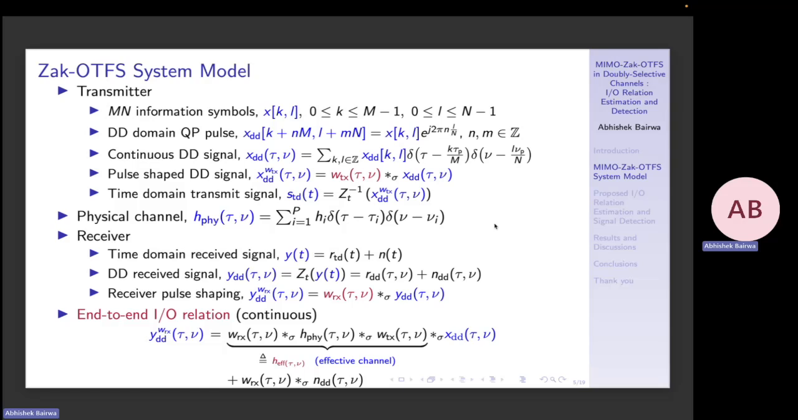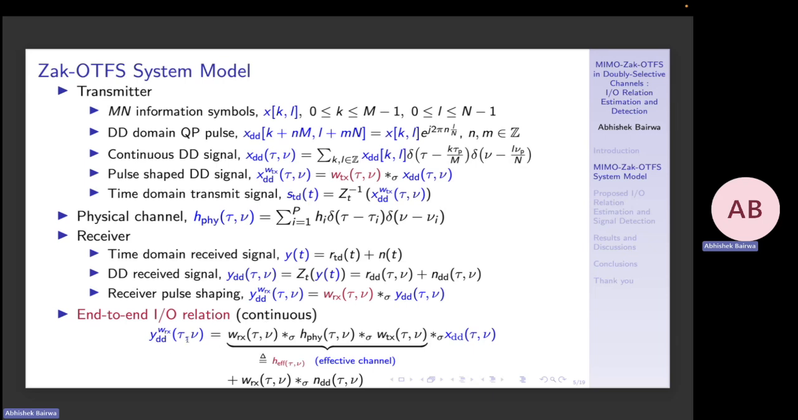At the receiver, we receive the time domain signal and then we convert that to delay Doppler signal by Zak transform. This DD domain signal is then passed through receiver filter, which is matched with the transmit filter, and the output of that is given by y_DD^{w_rx}(τ,ν) equal to w_rx(τ,ν) twisted convolved with y_DD(τ,ν), and then we can finally obtain this end-to-end IO relation in continuous domain.